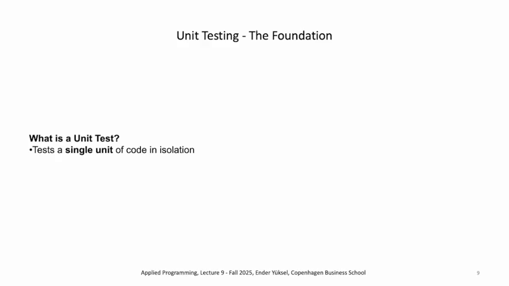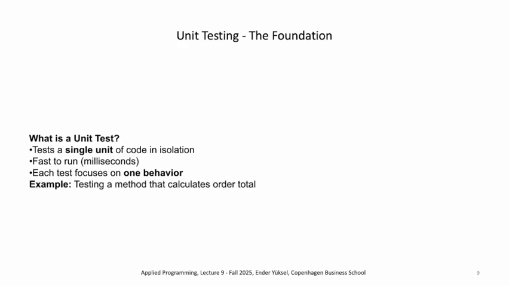Why isolation? Two main reasons. First, speed. Isolated tests run in milliseconds because they are just executing code in memory. You can run thousands of these tests in seconds. Second, clarity. When a unit test fails, you know exactly which unit is broken. There is no detective work required.